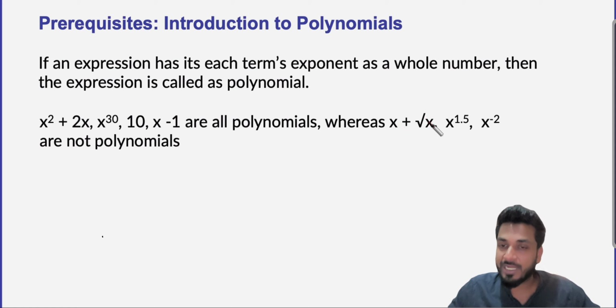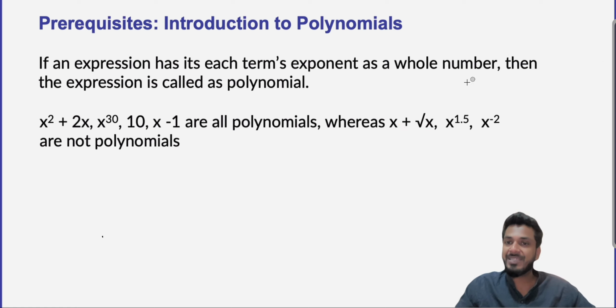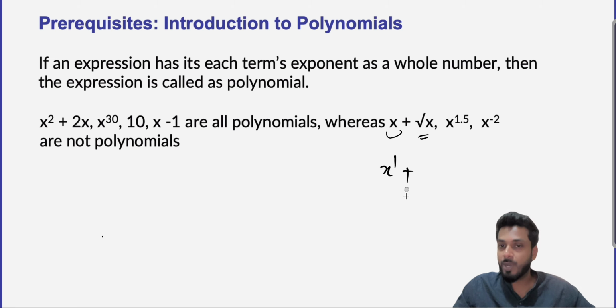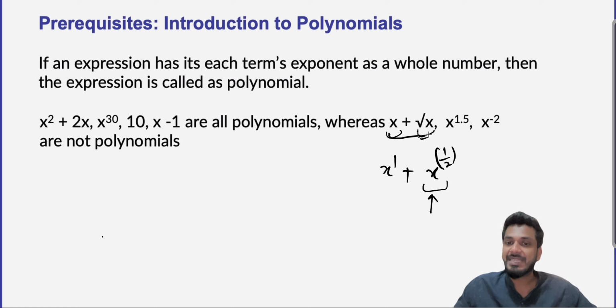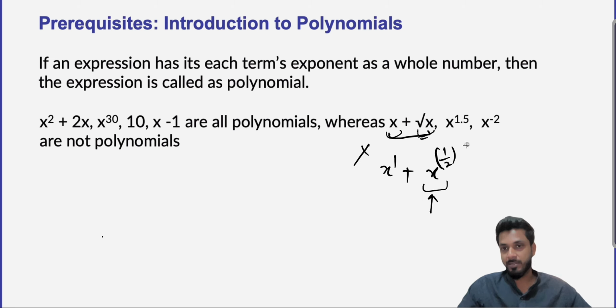Whereas x plus root x, why is x plus root x not a polynomial? Because look at the first term. Its exponent is 1. It's a whole number. We don't have any problem. But now look at this square root of x. This exponent, if I write it, is a fraction, which is not a whole number. Hence, just because of this term, this is not a polynomial.